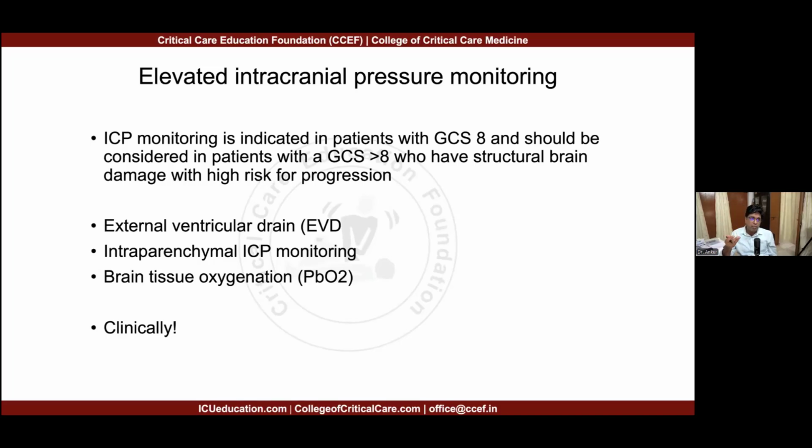Now, out of the monitoring devices, extraventricular drainage, a pipe which is put in the ventricles, is preferred. Why? Because first, it can be done easily. Secondly, it gives you a therapeutic option. If there is raised intracranial pressure, you can drain out a little bit of CSF through the EVD. While intraparenchymal monitoring is also easy, it doesn't give you a therapeutic advantage.